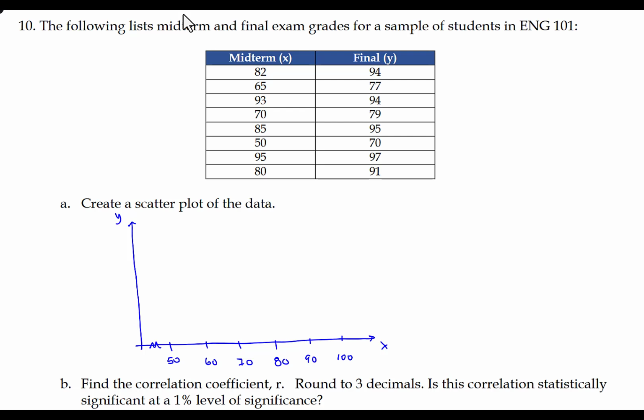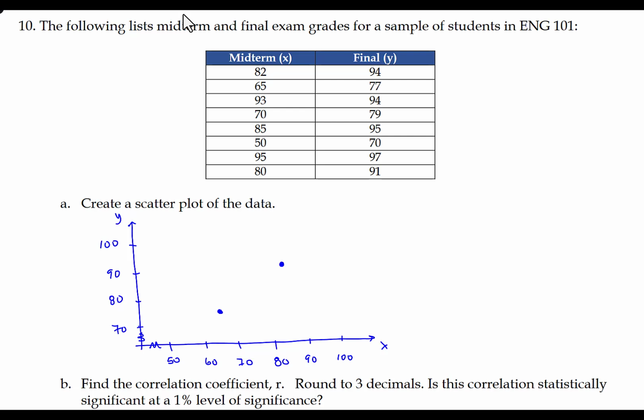It's broken there. All right, the final exam scores, looks like we go from 70 up to, let's just say, 100. So 70, 80, 90, and 100. Okay, and again, that's a broken scale. All right, now I plot my data, so 82, 94. So 82, 94 would be approximately right there. 65, 77 might be about right there.